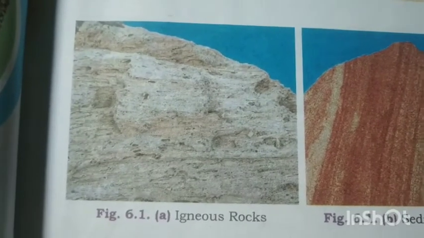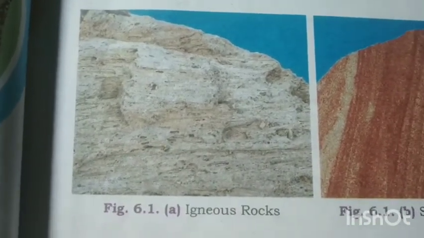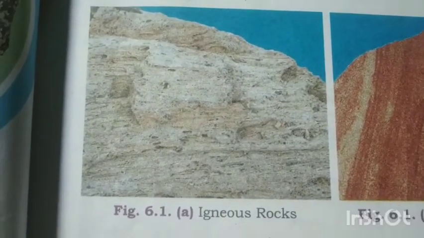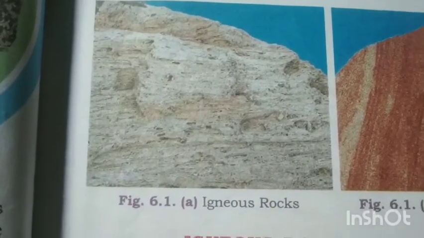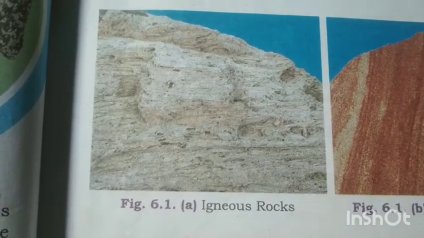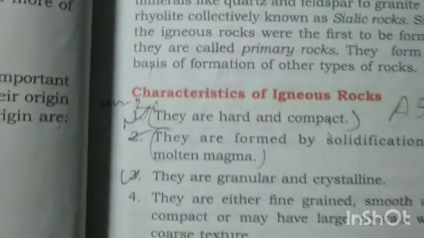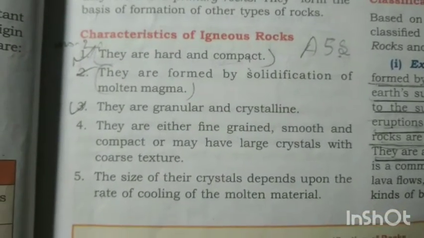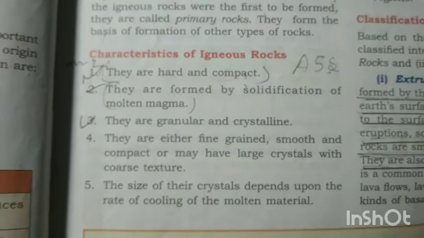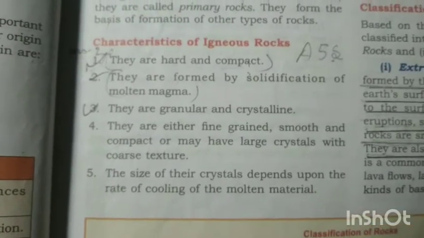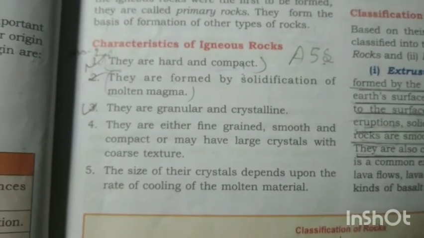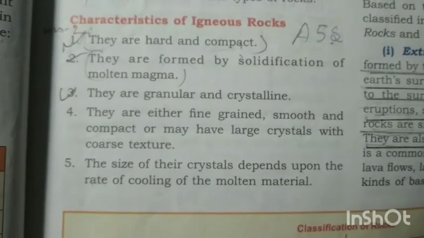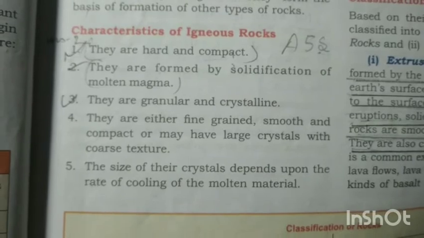So that's why they are called primary rocks, because they are formed first, and they form the basic formation of other types of rocks like granite, basalt. Now there are a few characteristics. They are hard and compact. After the magma cools down, the rock becomes hard, and they are formed by the solidification of molten magma, as I told you. And they are granular and crystalline.